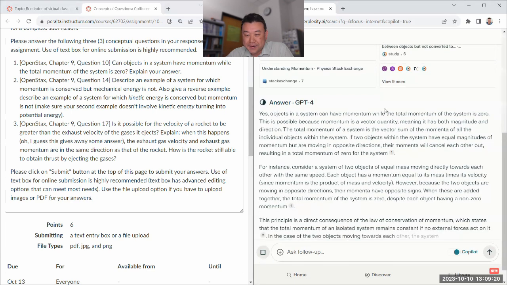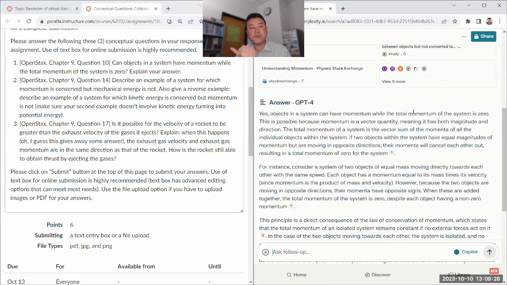So the question was, can an object have momentum while the total momentum is zero? Yes, right? Because momentum is a vector quantity. So in one dimension, we would describe it as positive and negative momentum. But if it's 2D or 3D, I prefer to work with actual directions. And those directions, like when you have a net force zero, you can have net momentum zero. Yeah, vector sum.